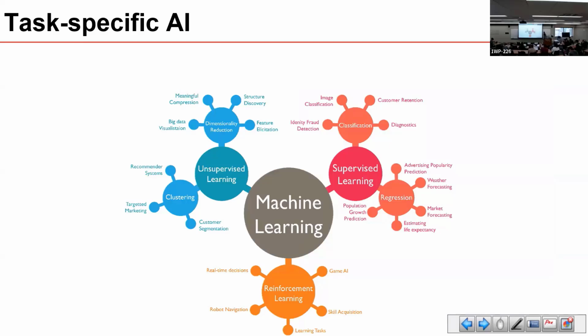So if we look at the classification of task-specific AI, we can say machine learning can be divided into different categories. For example, we have supervised learning, unsupervised learning, and reinforcement learning. In the next slide, I will give you some detailed information about how those algorithms work and what the targeted scenarios are.